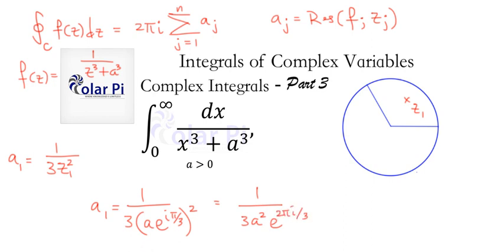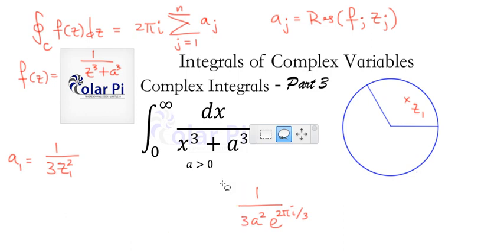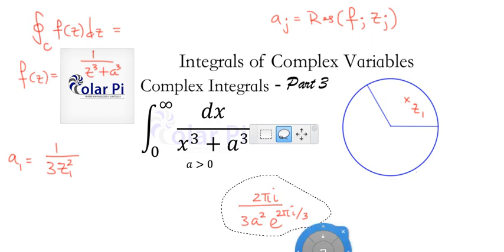Now, recall we have to multiply the sum of the residues by 2 pi i to find the value of the integral. So we need to multiply this by 2 pi i. Easy. We just replace the numerator with 2 pi i, and that's what we need. And now we have found the value of the integral over the closed contour. Okay, so here it is.